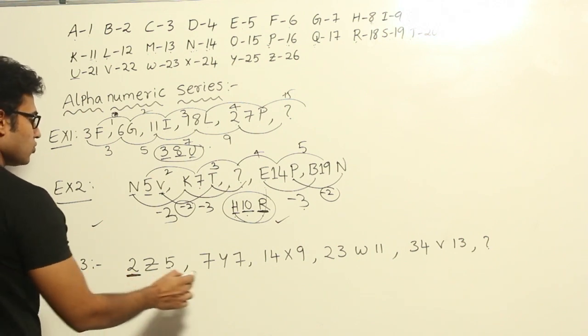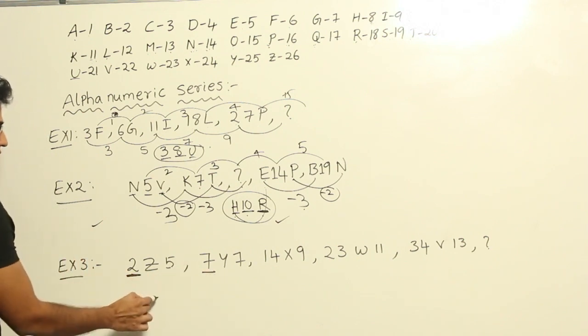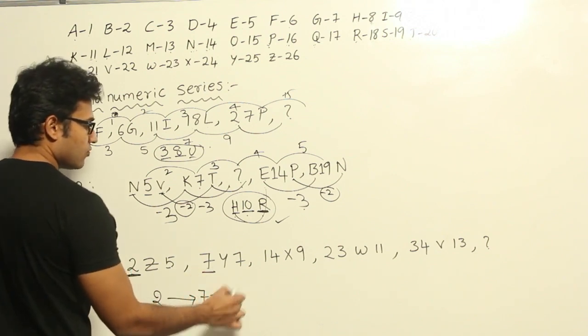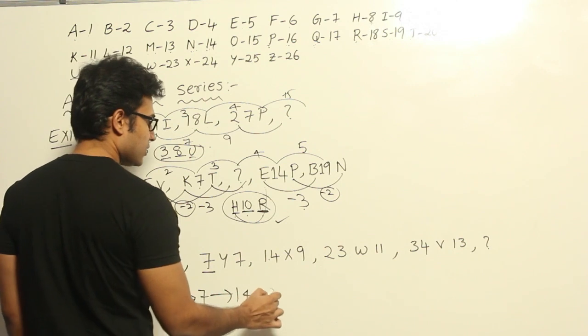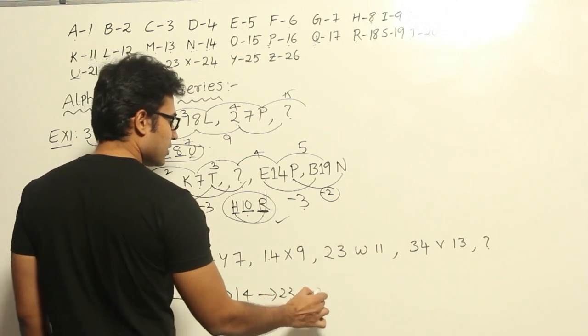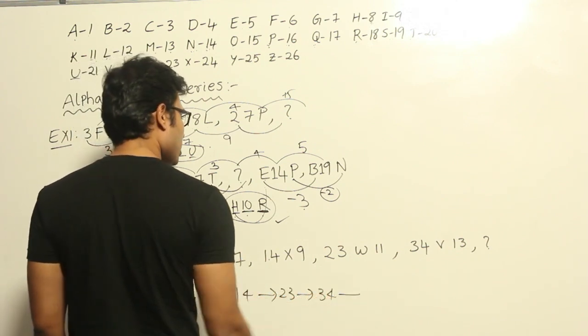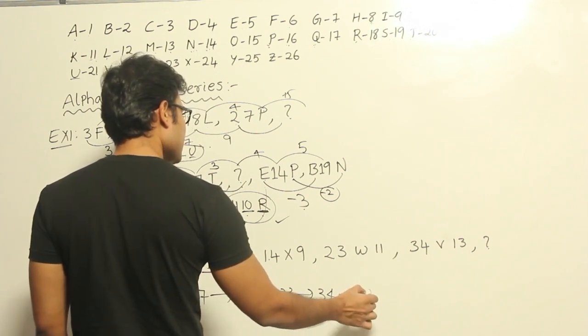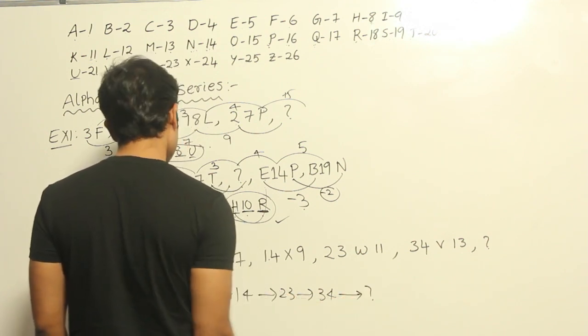So it is going to have 2 here, 7. So if you observe it, 2 is there, and then 7 is there, and then 14 is there, and then 23 is there, and then 34 is there. So what is supposed to be in the first number place in the last term? So that is what you are supposed to guess.